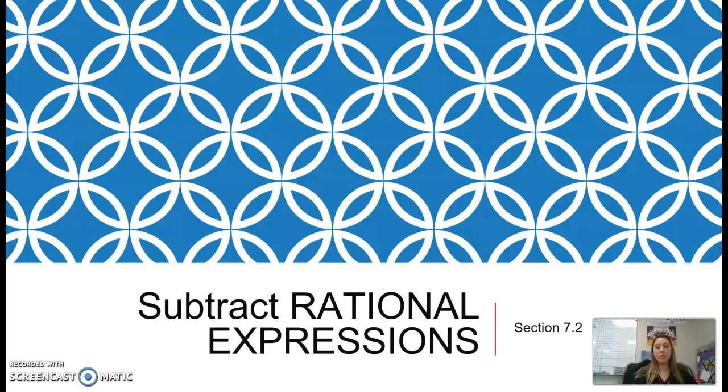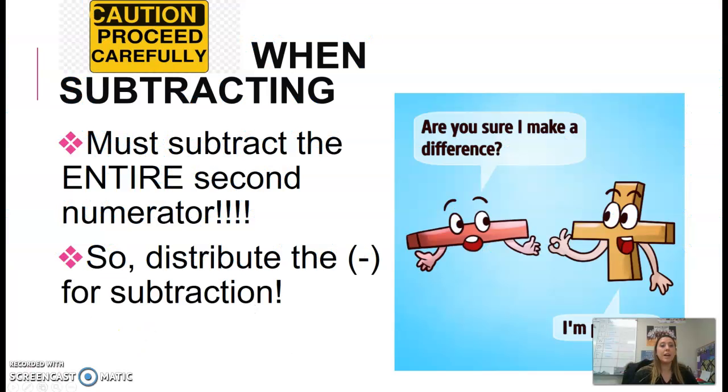So when we're subtracting rational expressions, it's actually the same process as adding rational expressions, except we have one additional step within our steps. The biggest thing is that you need to make sure that you subtract the entire numerator. So when we're looking at two different fractions, we want to make sure that we distribute that minus to the entirety of the second numerator. And we only want to look at the numerator.